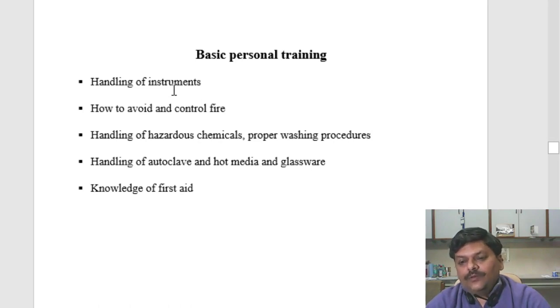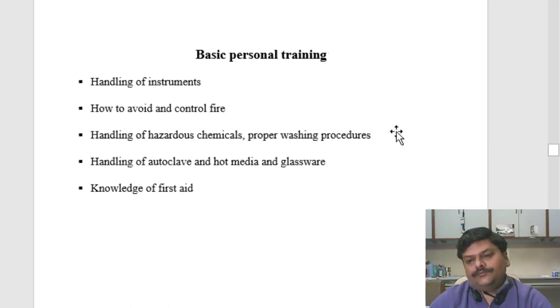Also, training is required for handling hazardous chemicals, and how not everything can be washed the same way, how to wash our instruments, glasswares or plasticwares. Training is also required for how to handle sterilization procedures. For example, how to handle an autoclave, which is a big pressure pot like the pressure cooker we use in our kitchens. A basic knowledge of first aid is also required to work in a plant tissue culture laboratory.